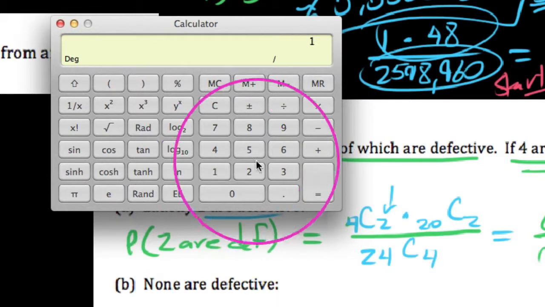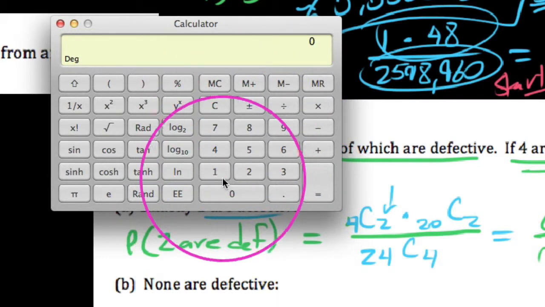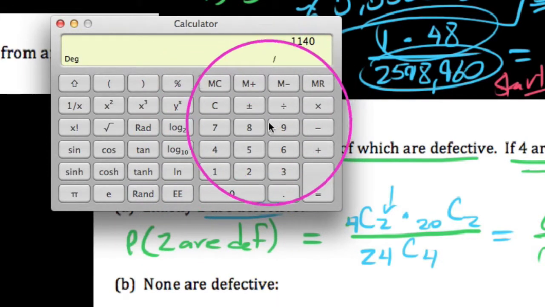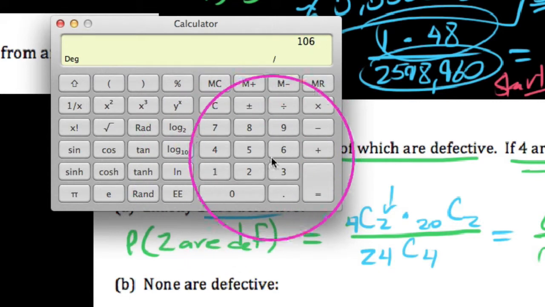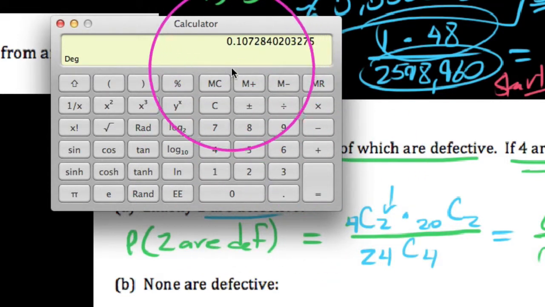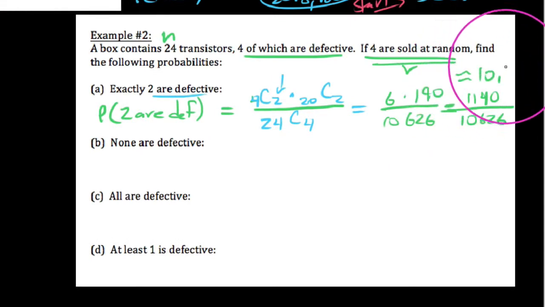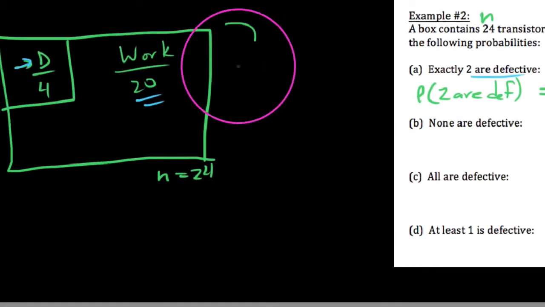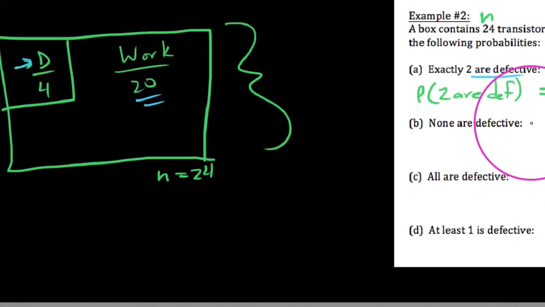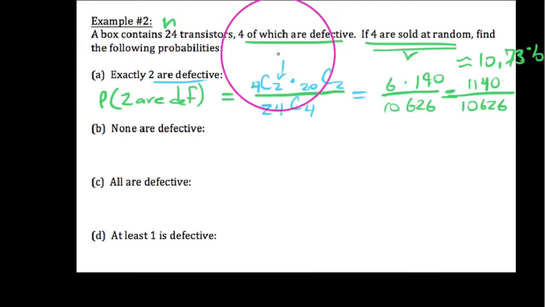1140 divided by 10,626. So we get about a 10.73% chance. We say a 10.73% chance that we'll get 2 defective if this is the setup over on the left. Okay, well, that's kind of nice. It is not a bad thing to figure out.